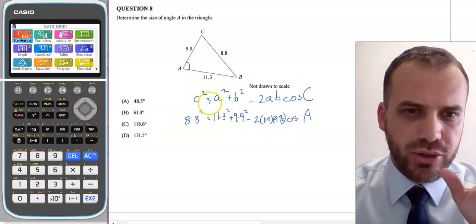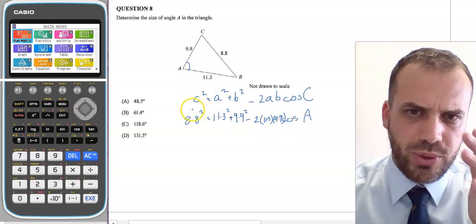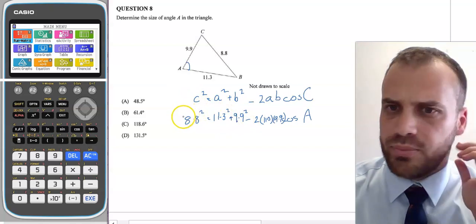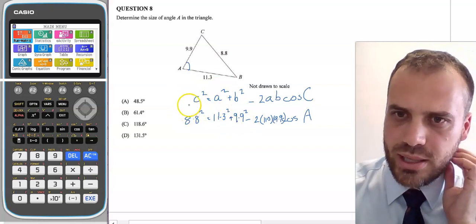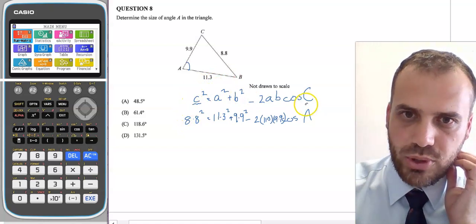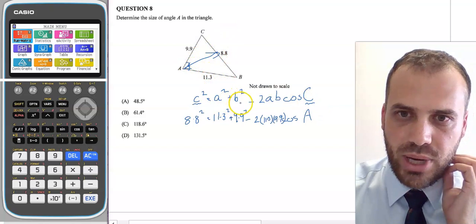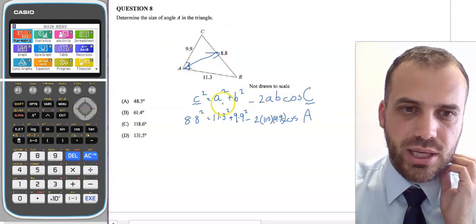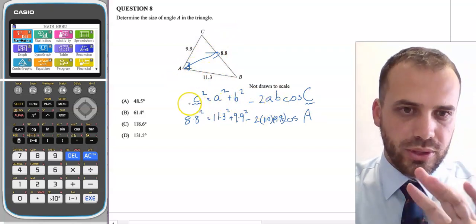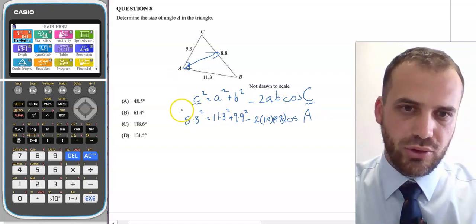Okay, now you'll notice that my letters aren't corresponding with my formula letters. It really doesn't matter. What matters is that this side corresponds with this angle. This side corresponds with this angle. It doesn't matter what order you put those ones in. Okay, so your cosine rule can be used in a variety of different ways.